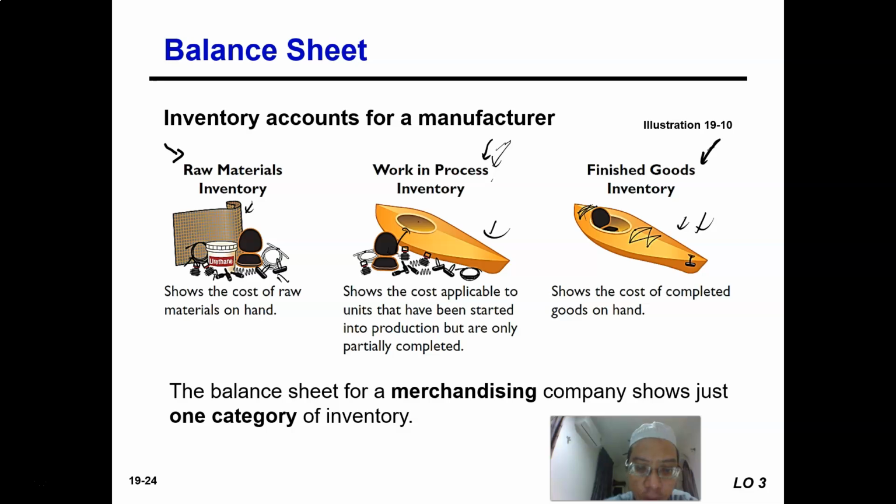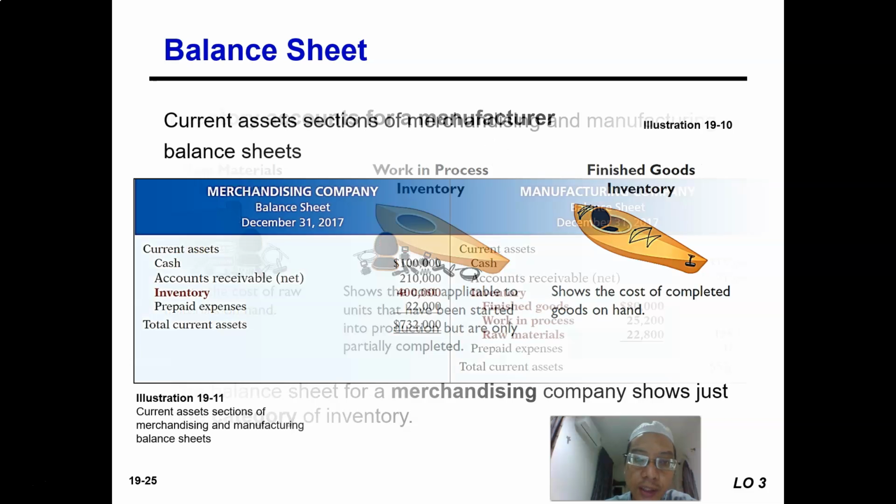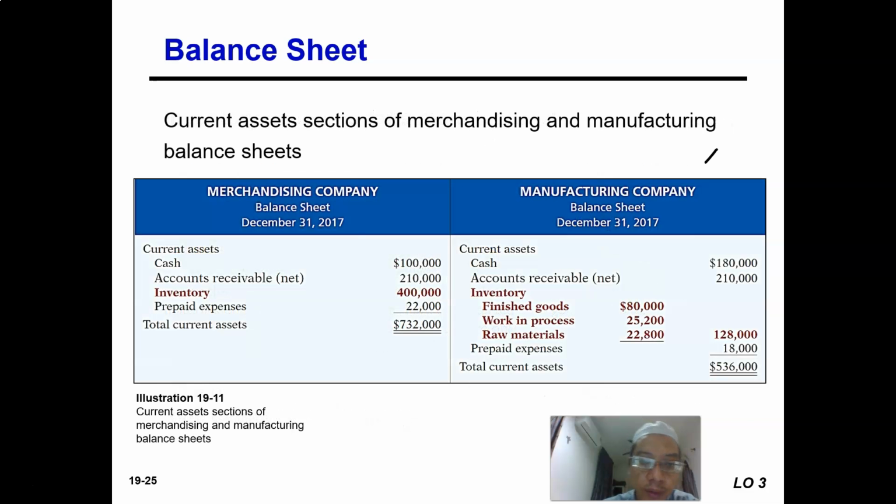Whereas a merchandising company only shows one category of inventory, because in merchandising they purchase finished items from other companies and then resell the same items, only repackaging sometimes. So it's only one kind of inventory. But a manufacturing company has three kinds of inventory: the raw material inventory, the work in process inventory, and the finished goods inventory. Therefore, we should reflect this in our balance sheet.